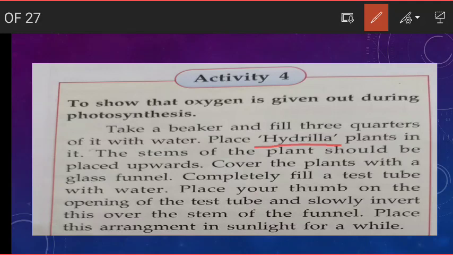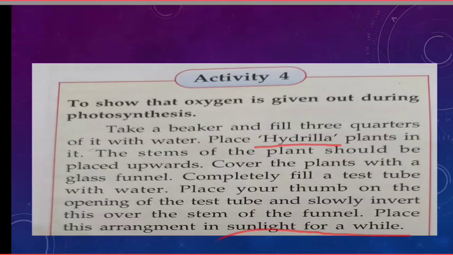Cover the plants with a glass funnel. You will see the picture in the next slide. Completely fill the test tube with water, place your thumb on the opening of the test tube and slowly invert it over the stem of the funnel and place this arrangement where? In sunlight. It is very important because sunlight is necessary for the process of photosynthesis.